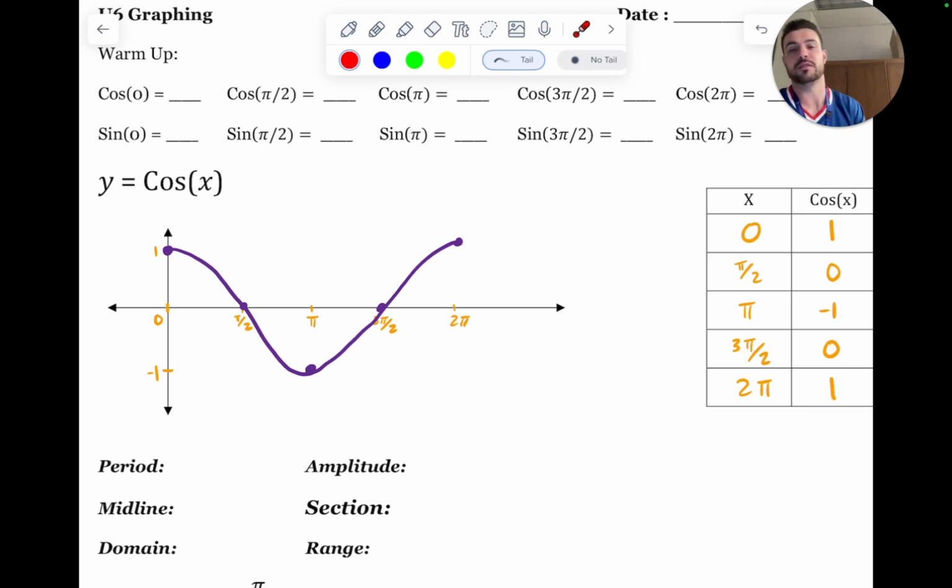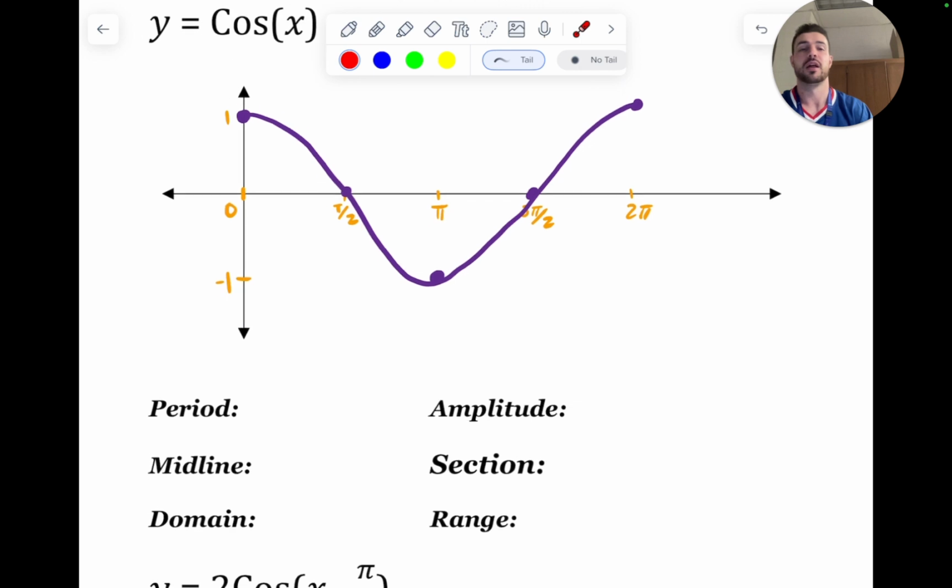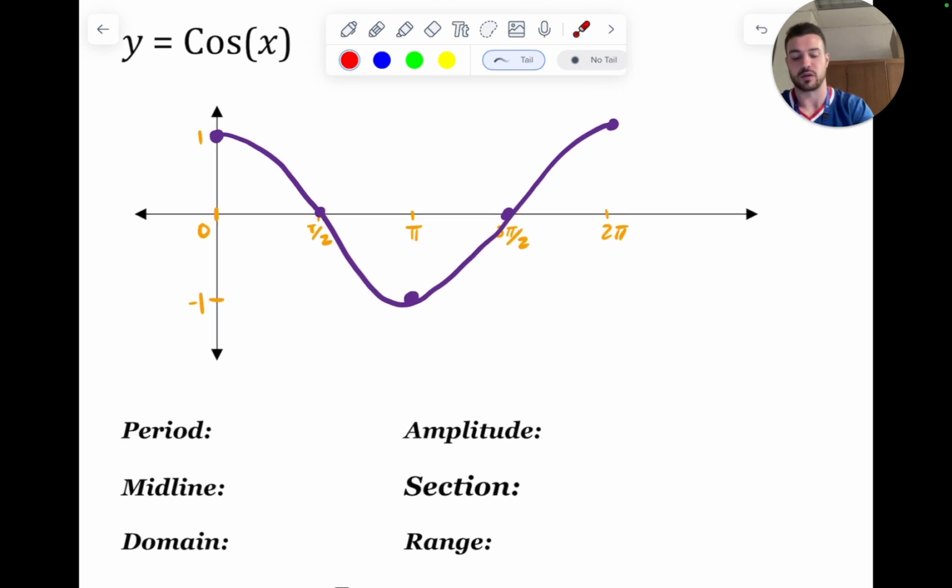Okay, the next thing we have to do is our analysis here. The period is really asking us how long it takes for the output values to repeat. And I feel like the best way for us to look at that is to look at the graph. I start at 1, so we really want to see how long it takes us to cycle through all of our output values and then go back to where we started. So in this case, from 0 all the way to 2 pi is how long it's going to take. So our period is going to be 2 pi.